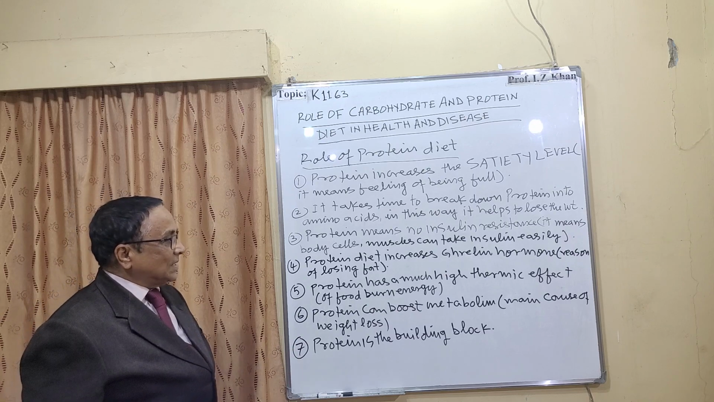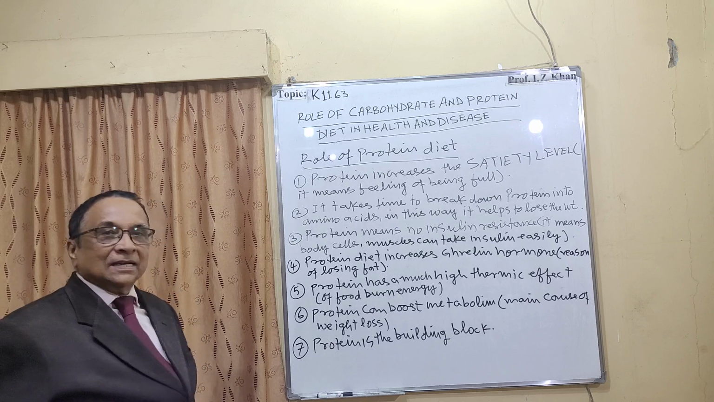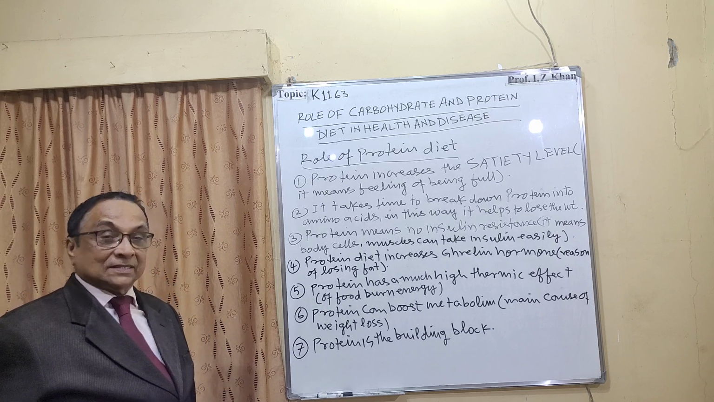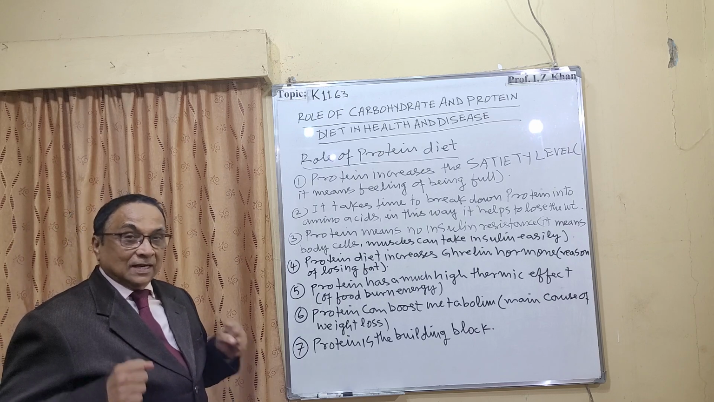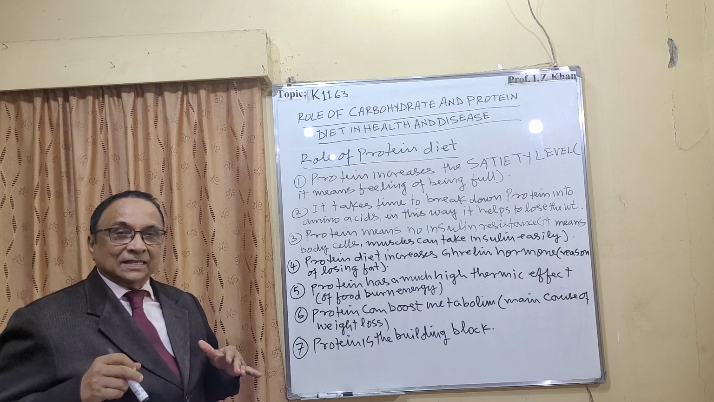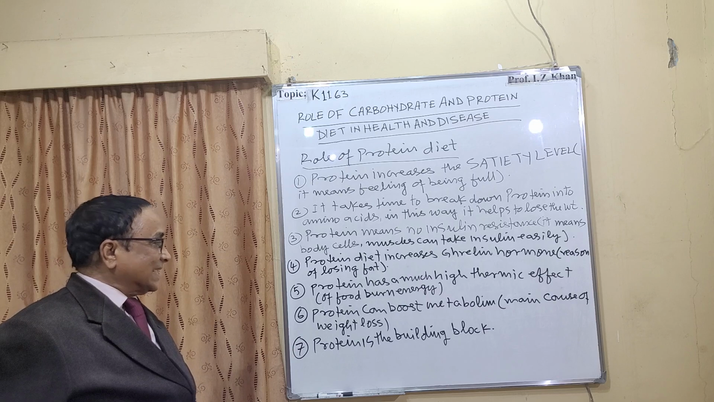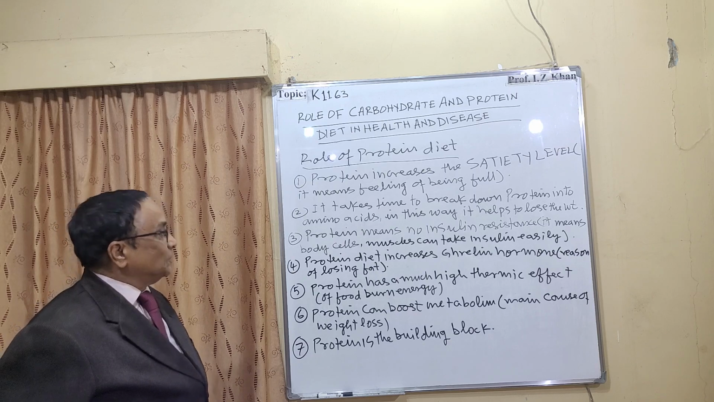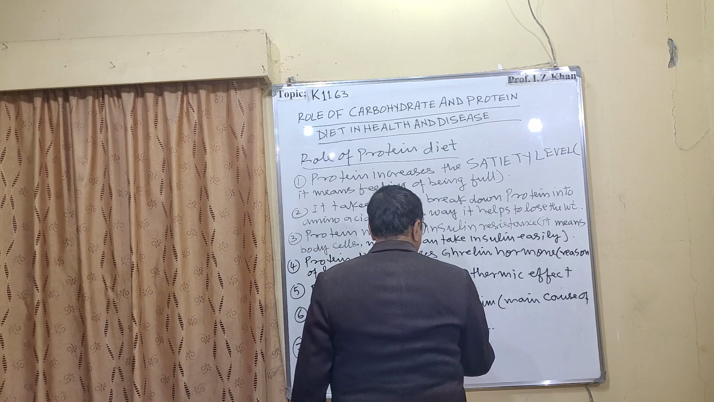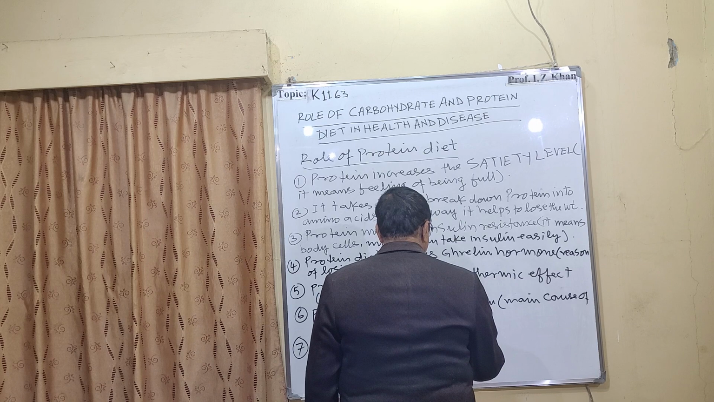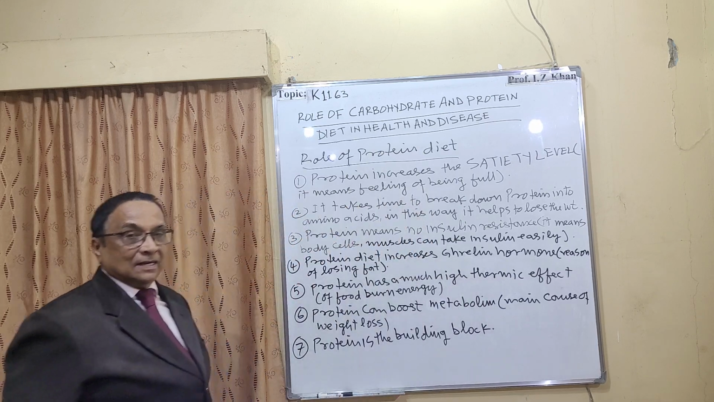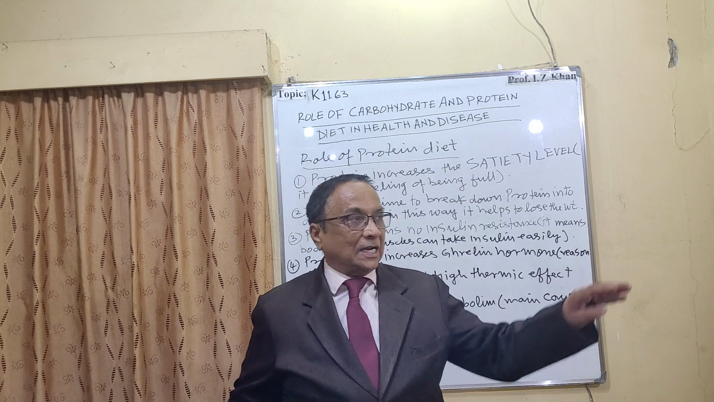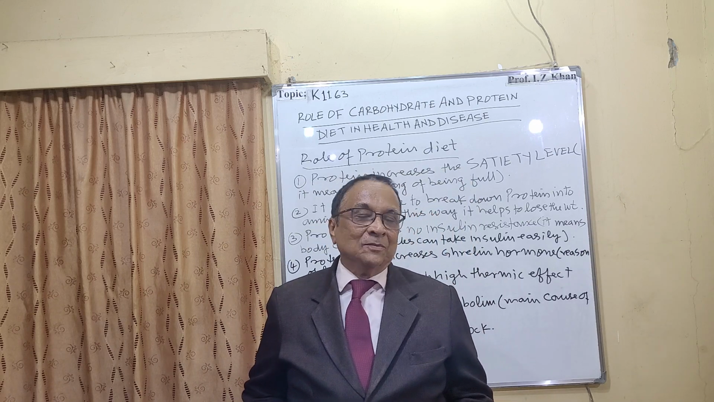Number 5, protein has a much higher thermic effect. It means it will release a lot of heat once it is burned in our cells. That's why in the winter season, people take a lot of protein and fat, so that the caloric value in thermic condition is increased and they will feel less cold. Number 6, protein can boost metabolism, and that is the main cause of weight loss. Number 7, protein is the building block of our whole body structure. Just like our house block, it is the building block of our body.